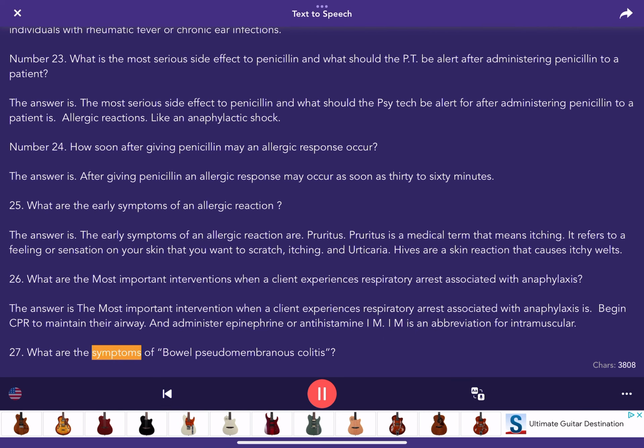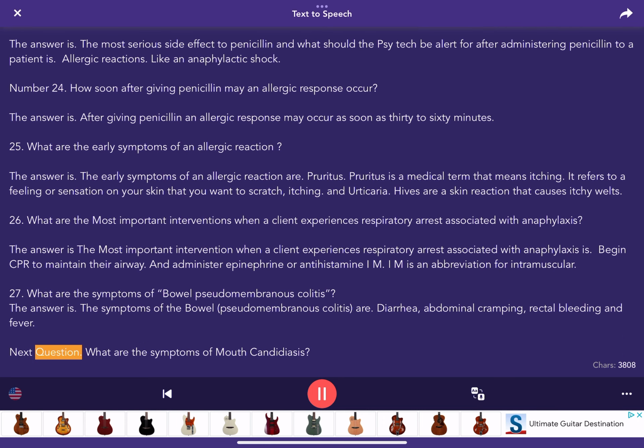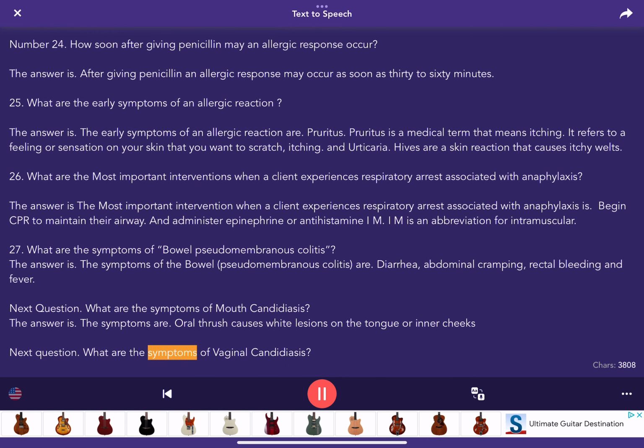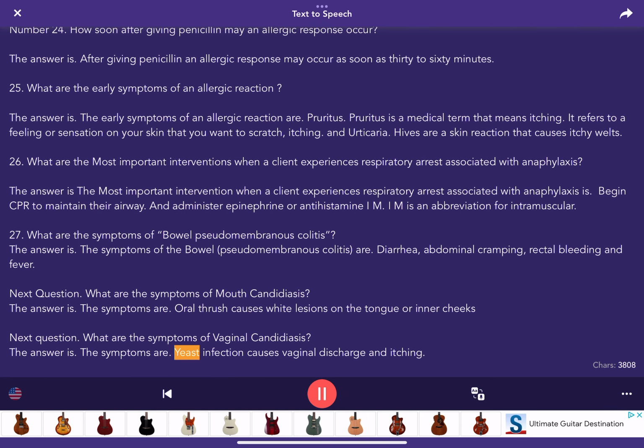27. What are the symptoms of bowel pseudomembranous colitis? The answer is, the symptoms of the bowel pseudomembranous colitis are diarrhea, abdominal cramping, rectal bleeding and fever. Next question. What are the symptoms of mouth candidiasis? The answer is, the symptoms are oral thrush causes white lesions on the tongue or inner cheeks. Next question. What are the symptoms of vaginal candidiasis? The answer is, the symptoms are yeast infection causes vaginal discharge and itching.